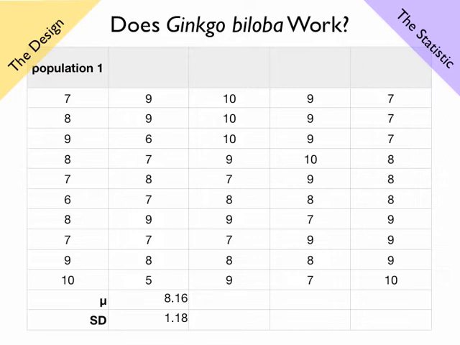Now, the lowest score that I can see here is around 6. There's a 5, but that's only one score of 5. And the highest score is 10, so this is on a 10-point scale.